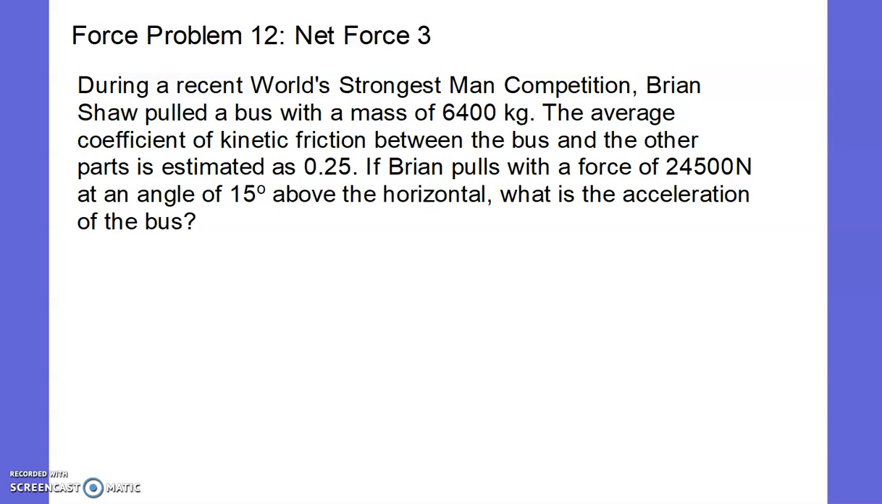In a recent World's Strongest Man competition, Brian Shaw pulled a bus with a mass of 6,400 kilograms. The average coefficient of kinetic friction between the bus and the road is estimated as 0.25. If Brian pulls with a force of 24,500 newtons at an angle of 15 degrees above the horizontal, what is the acceleration of the bus?